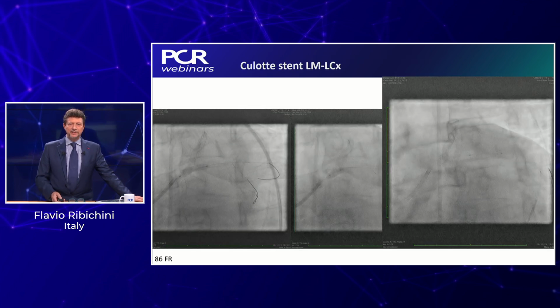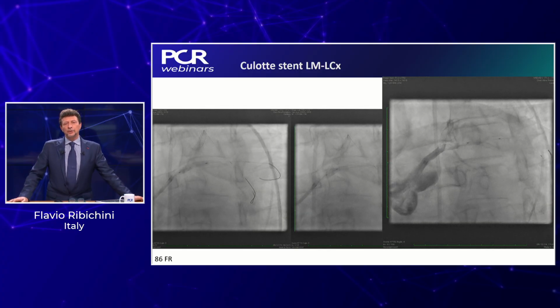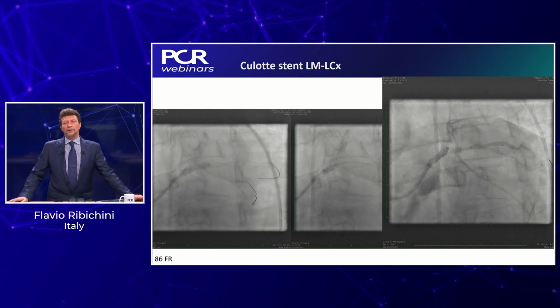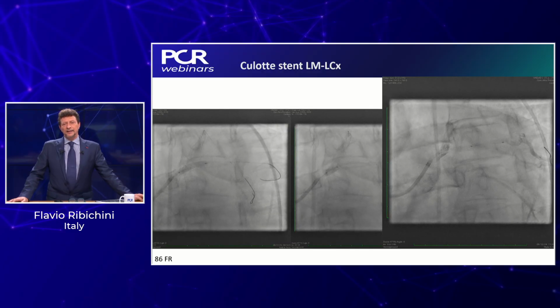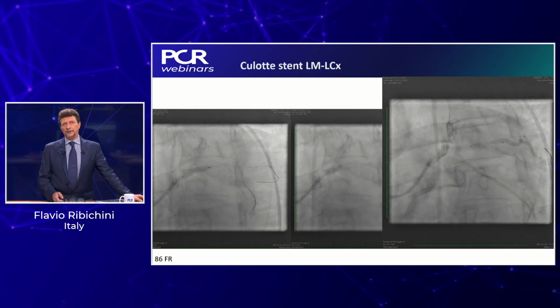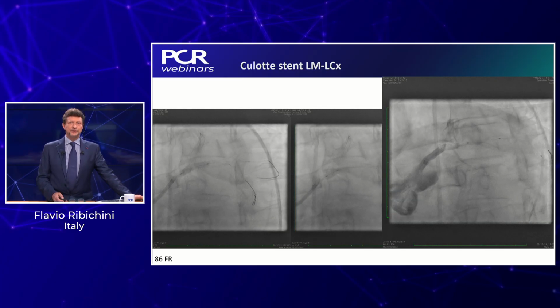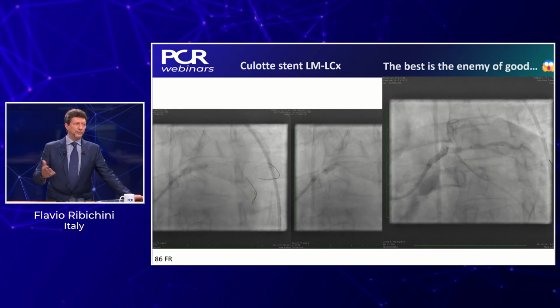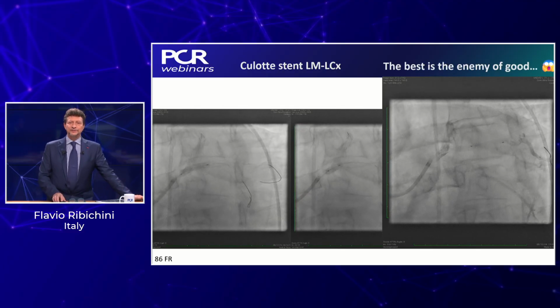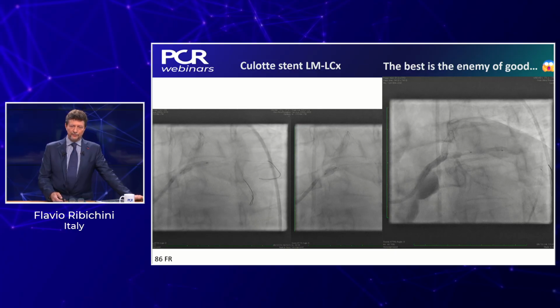But there might be a little lesion on the ostium of the circumflex. I don't know why it was not moving. So the colleague decided to perform a culotte. And you see what happens. Putting a second stent totally occluded the left main with hemodynamic compromise. And so this is one of the first teachings we share with our young colleagues: the best is the enemy of good. This is a very old sentence that is often quoted.